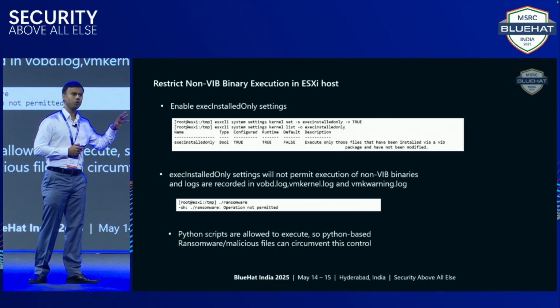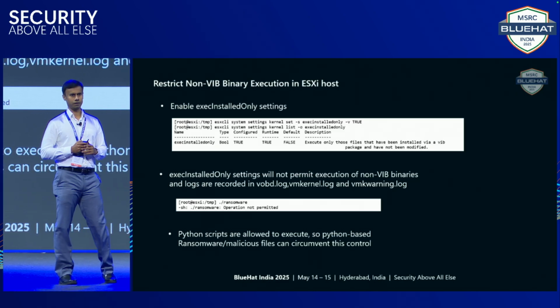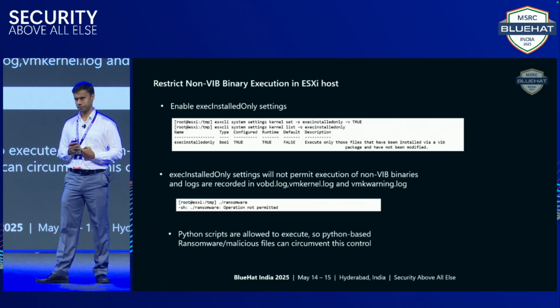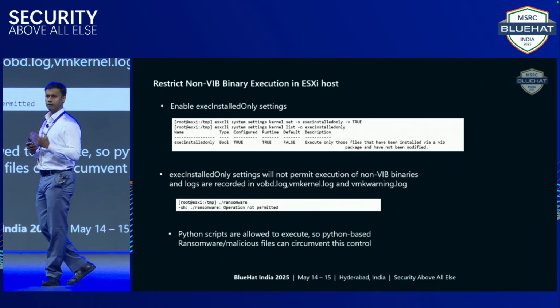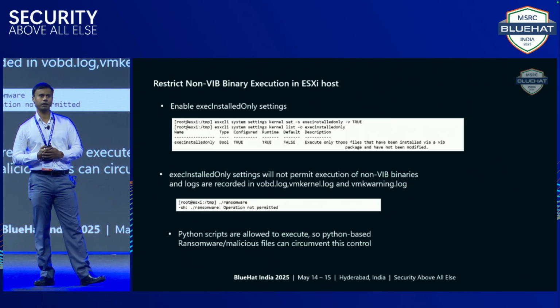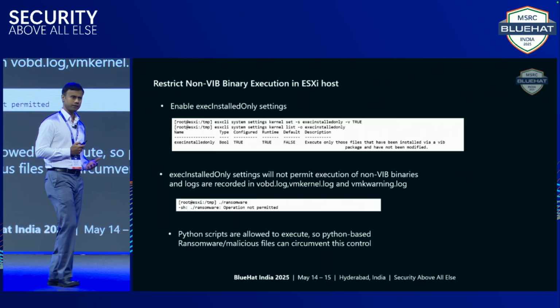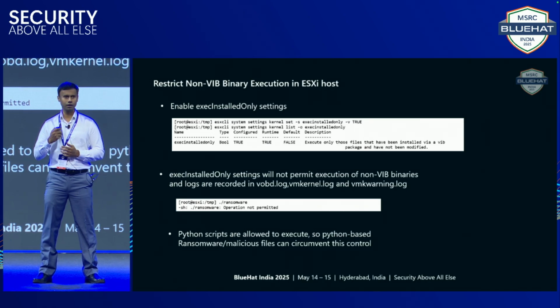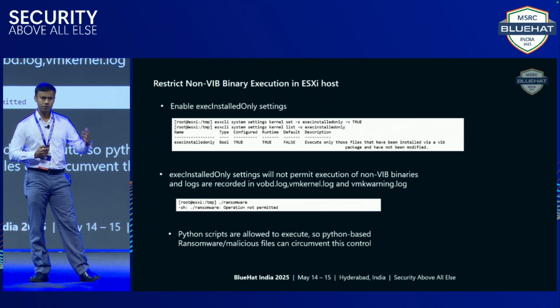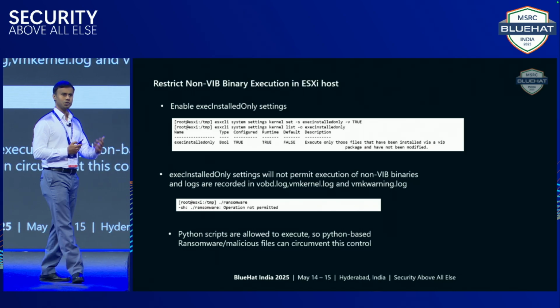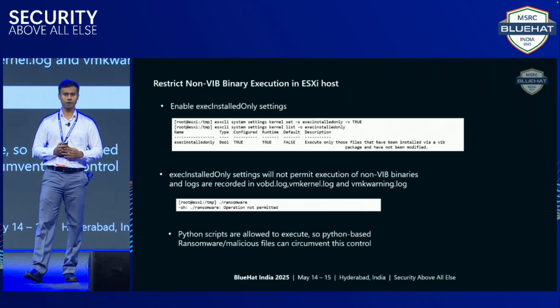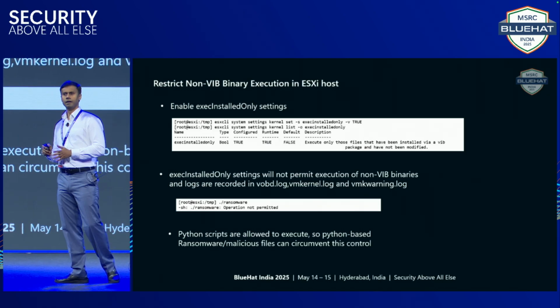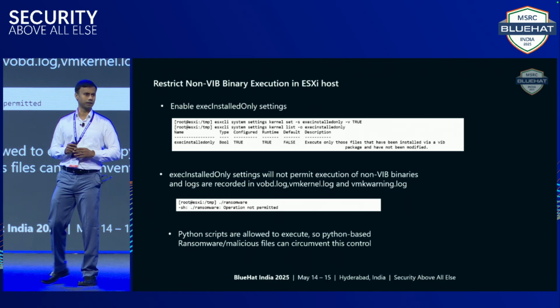So let's talk about how to restrict the non-VIB binaries. When I say non-VIB binaries, they are the shell scripts. Not only that, the scripts that come in an ELF format. Typically, ransomware binaries are in ELF format. If you enable the execInstalledOnly setting through the kernel level, then in order to apply the change, you may need to reboot the ESXi host. And once the changes are applied, that will restrict execution of any scripts.